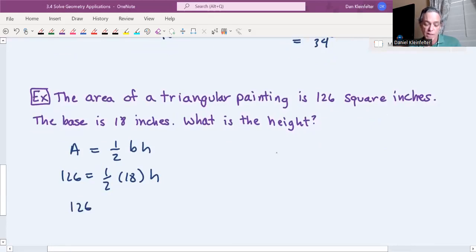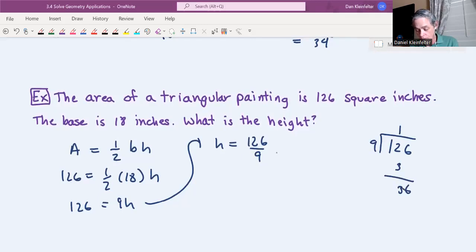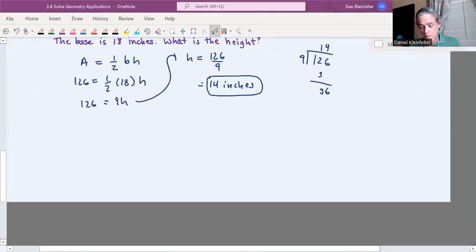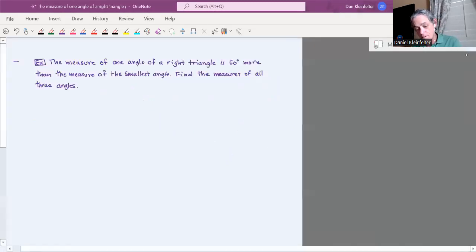So we'll have 126 on the left side. Half of 18 is 9. So this means that our height has to be 126 divided by 9. Let me do that. Looks like 14 inches for the height of this triangle. Okay, and that takes us to the end of that problem.